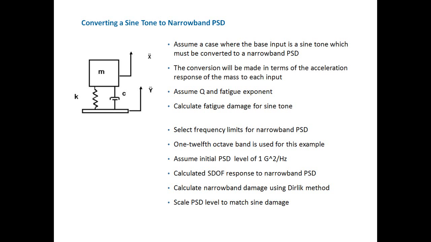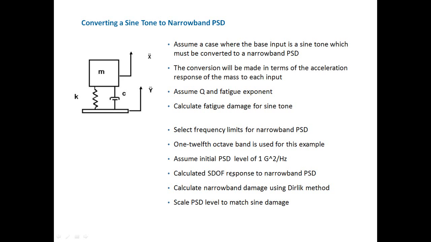Okay, so let's see. Again, we're going to base this on the acceleration response of the mass for both sine and random. Again, we're going to have to assume a Q value and fatigue exponent. And we're going to calculate the fatigue damage for the sine tone. Now, once we have that, we're going to say, okay, let's come up with an equivalent narrowband PSD that has that same fatigue damage. To do that, we have to select our frequency limits. I'm going to propose we use 1/12 octave band spacing, so the center frequency of that band will be the same as the sine tone frequency. Now we're going to assume an initial PSD level of 1 G square per hertz. So we have a 1/12 octave band PSD centered about the sinusoidal tone frequency with an initial level of 1 G square per hertz.